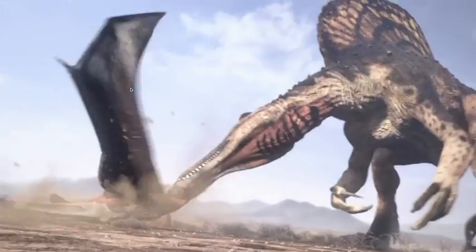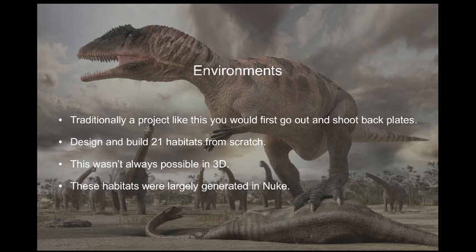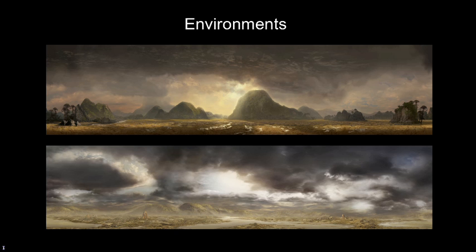We then take you to the environments, and we had to build all of these environments from scratch, and we used Nuke to generate this. Traditionally, a show like this would go out and shoot backplates for us, and then we'd take those backplates and stitch the dinosaurs into them. But now we designed and built 21 different habitats that worked for each sequence. We did try and do a lot of this in 3D, but some of it we had to pick up in Nuke because the 3D environments became too heavy for CGI, and also the render times became too high. So these habitats were largely generated in Nuke.